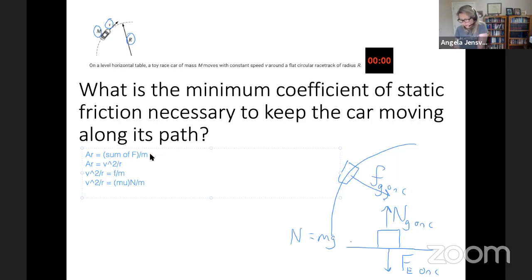So we have v squared over r equals mu times normal, which is mg over m. Well, that m is going to cancel, isn't it? So I'm going to move the r to the other side. So r times mu g. So v is the square root of r mu g. Okay, that's the answer. Oh, did I forget an equal sign? V equals. We did it.